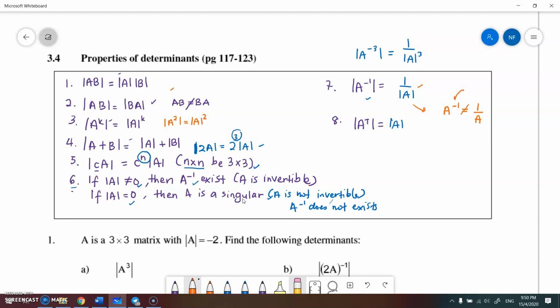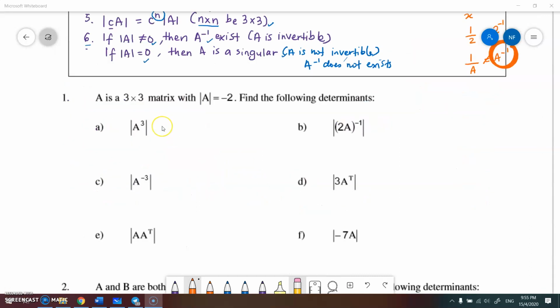This is not equal, because this is inverse. The inverse of matrix A is not like if we have x, a variable, x to the power of negative 1, or 1 over x, where we can represent it as negative 1. But this one is not the same. 1 over matrix A is not equal to the inverse of A, because this means inverse. It's different. Okay, now we continue with the example.